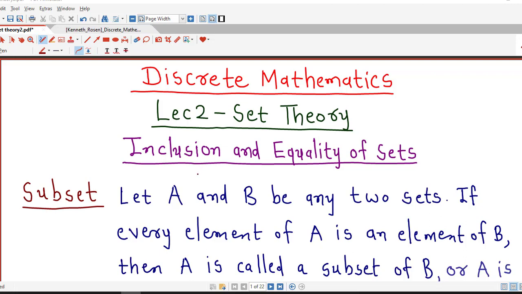Hello friends, I welcome you in lecture number 2 on set theory. In this lecture we will discuss inclusion and equality of sets. So first we understand what is the meaning of inclusion.